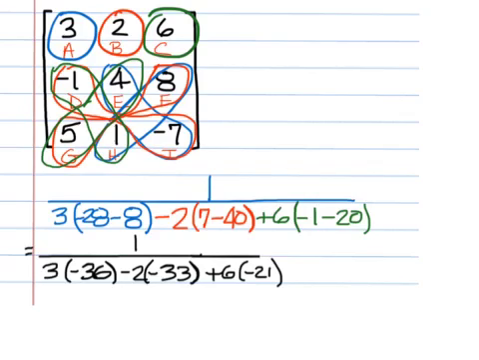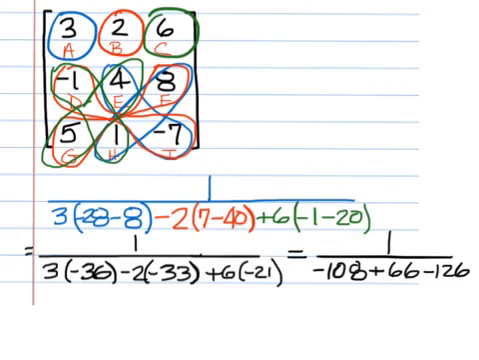Now simplify the bottom half. Just simplify the items inside the quantities. -28 minus 8 is -36. 7 minus 40 is -33. And -1 minus 20 is -21. From there, you're going to have to go back and simplify again.